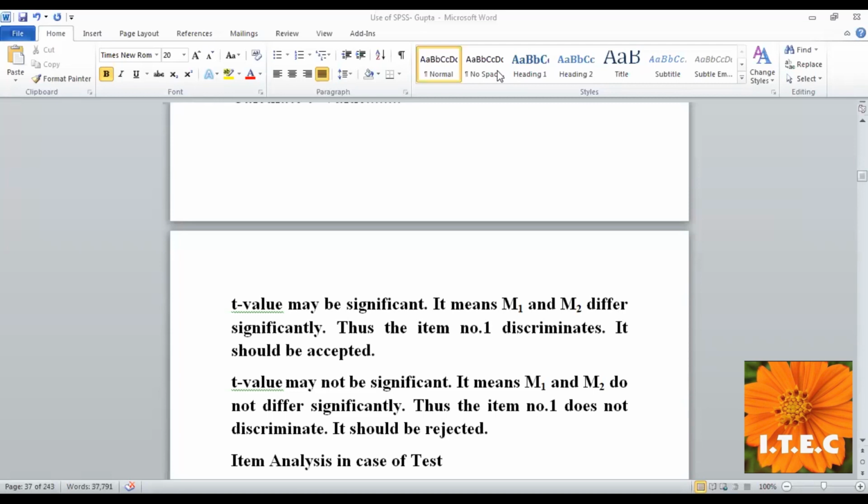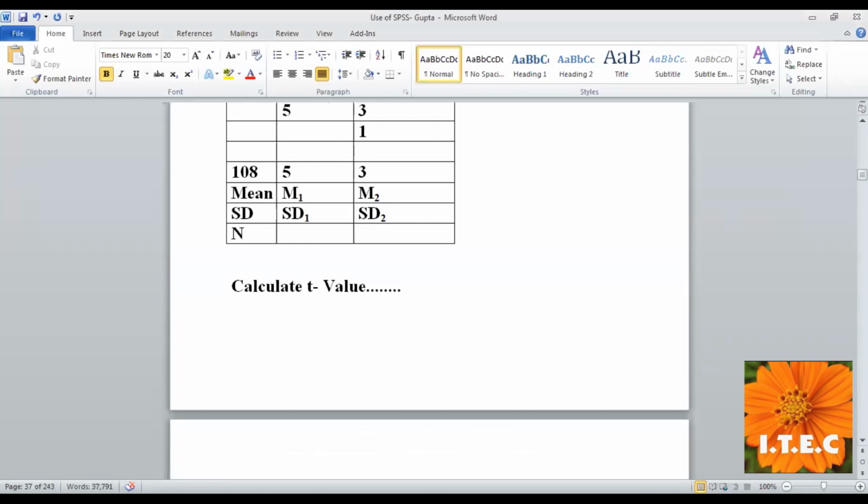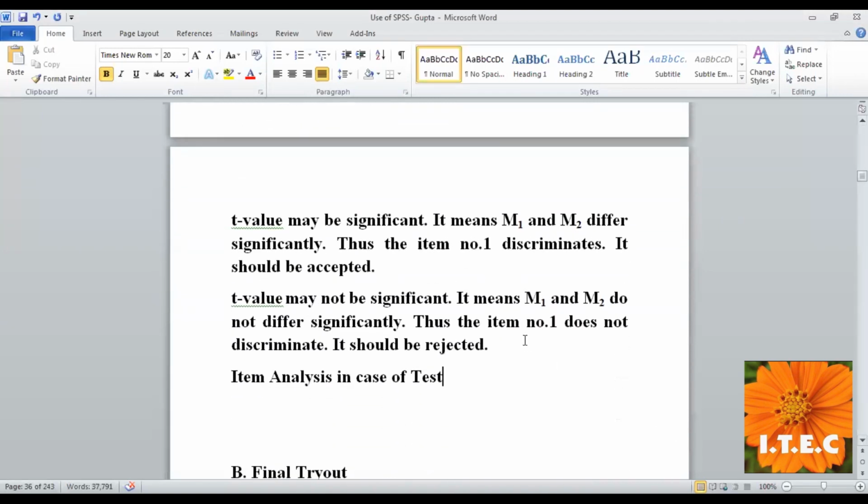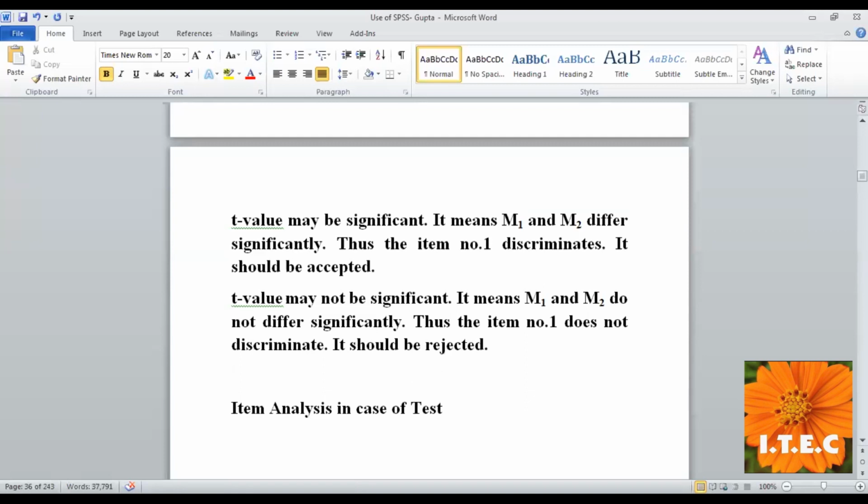Yes, the table of t will be at the degree of freedom, and that you can calculate. The degree of freedom here, the df, will be n1 plus n2 minus 2. This is the degree of freedom, and there is a standard t table. All of you must be knowing it, so you can do it.